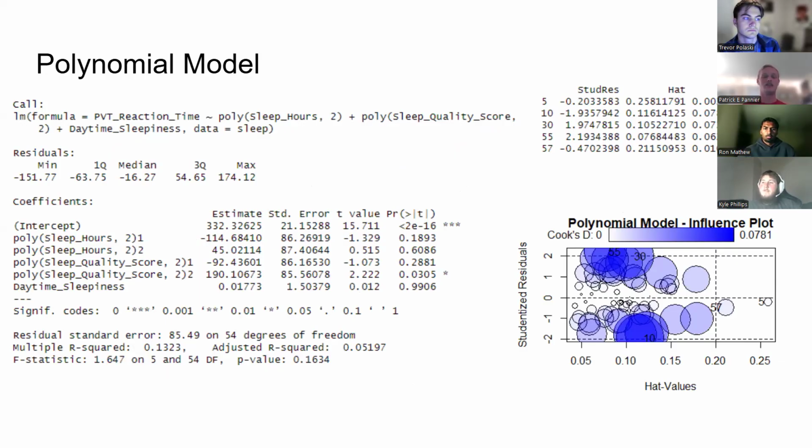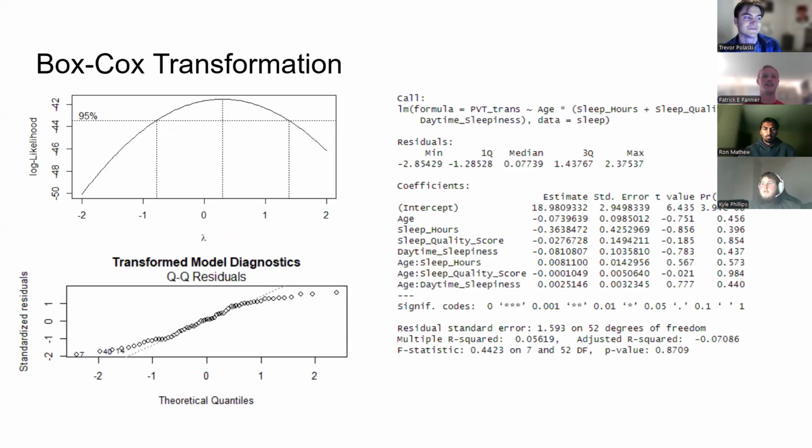To look at any other relationships within the model, as it did look slightly curved, I did a polynomial model, but this drastically increased Cook's distance and did not improve anything at all. Then, because the errors were not normal, I did a Box-Cox transformation, and as you can see from the QQ residuals plot, it does slightly bring them closer to the line, but again, the p-value is far from significance. None of the predictors are significant except the intercept again, but again, not very useful.